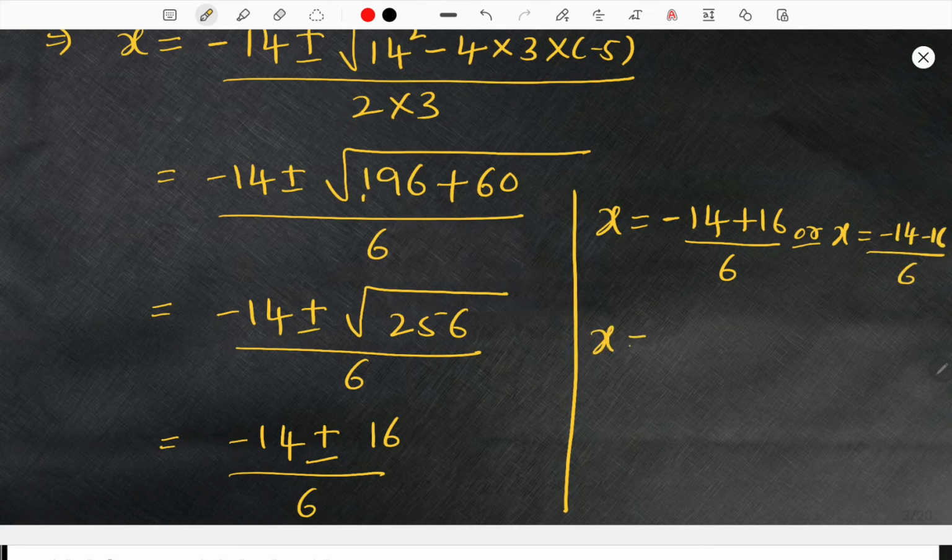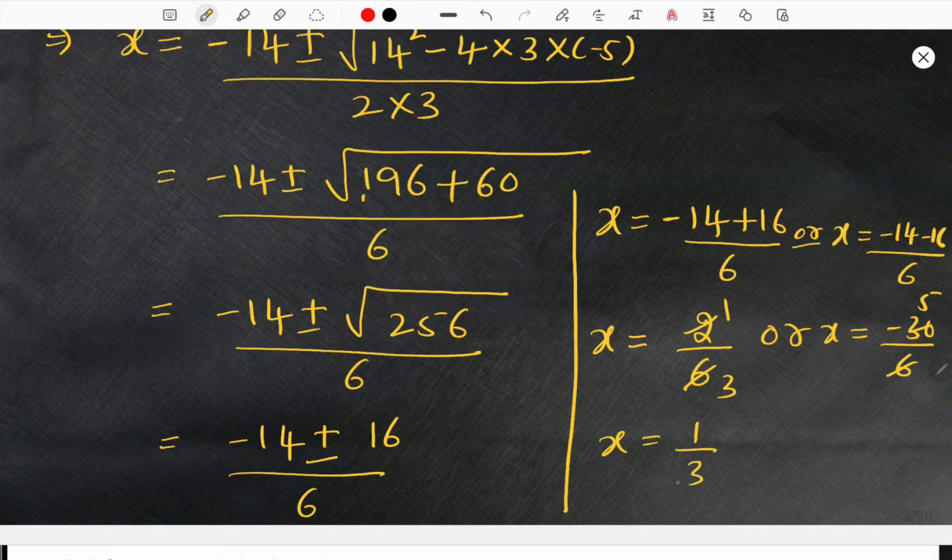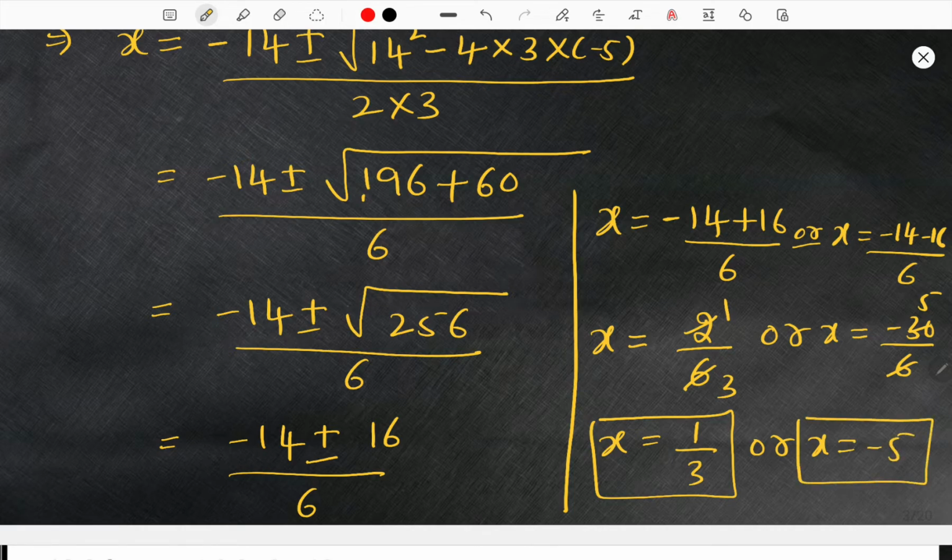So x is equal to 2 divided by 6, or x is equal to minus 30 divided by 6. 2 1s are 2, 2 3s are 6, 6 1s are 6, 6 5s are 30. So x is equal to 1 by 3 or x is equal to minus 5. These are the two solutions that we have got.